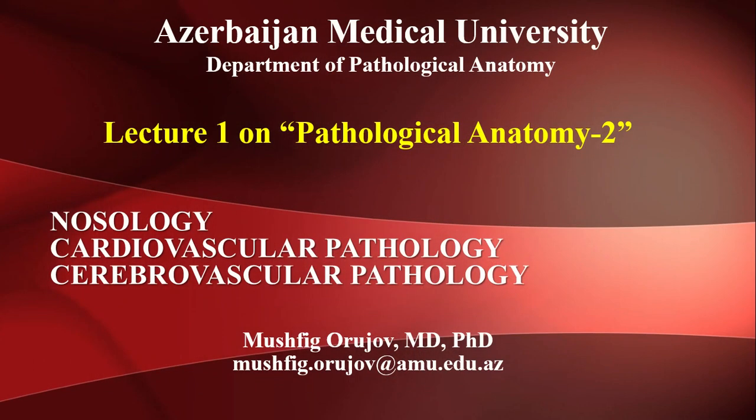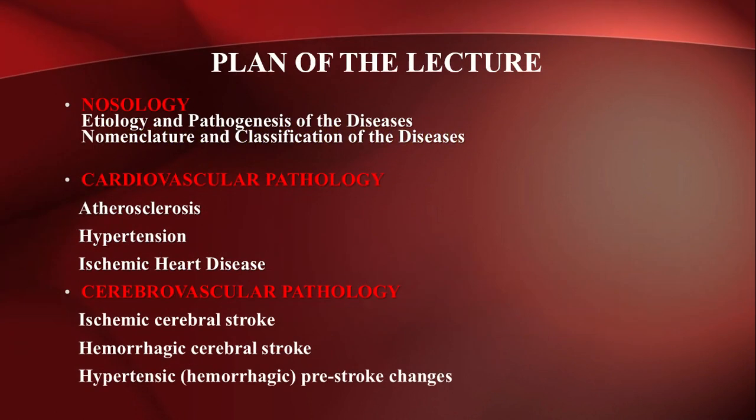The topic of our today's lecture will be the following: nosology, cardiovascular pathology, and cerebrovascular pathology. The plan of our lecture is nosology, where we will discuss the etiology and pathogenesis of diseases, and nomenclature and classification of diseases. Cardiovascular pathology, where we will discuss atherosclerosis, hypertension, and ischemic heart disease. And finally, cerebrovascular pathology, which includes ischemic cerebral stroke, hemorrhagic cerebral stroke, and hypertensive hemorrhagic pre-stroke change.